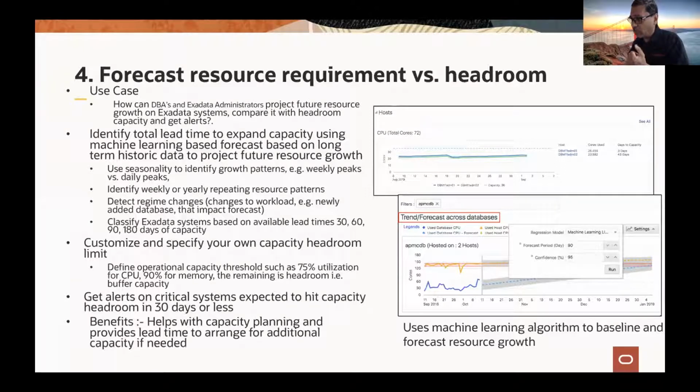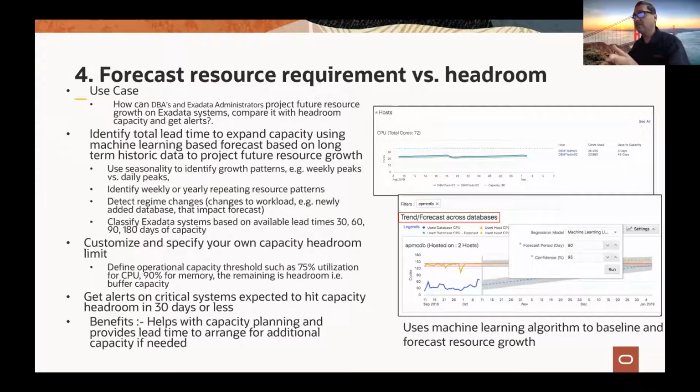This corrective action may be tuning your workload, because if your resources are used up because some SQL is running badly or some database is running badly, that's the first option. You should exhaust that option. Second option, if that is already done, can you do workload rebalancing?